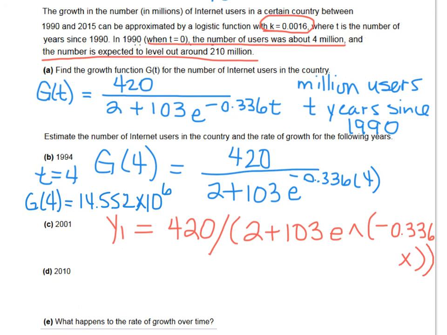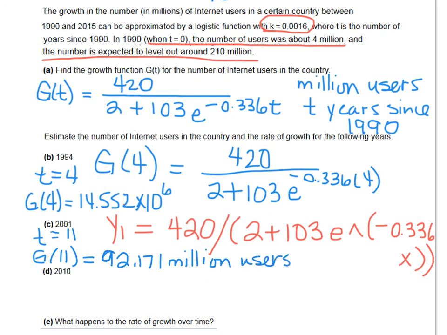In 2001, the value would be 11 years. So that would be t is equal to 11, and so that's 92.171 million users in 2001.